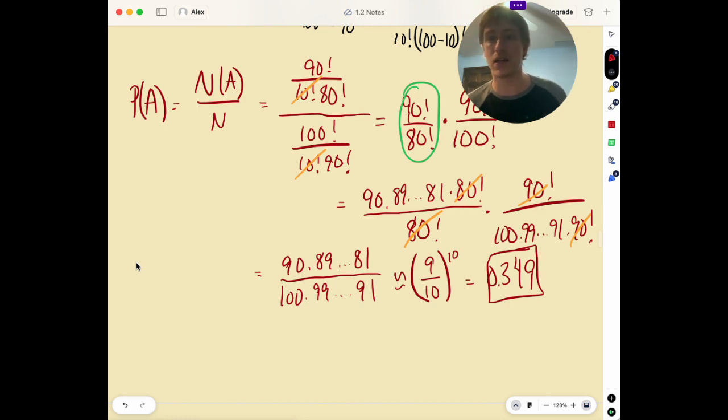All right, I'm going to end here. In the next video, we're going to take a look at some formulas involving partitioning a population, and we're going to finish off with some more examples.